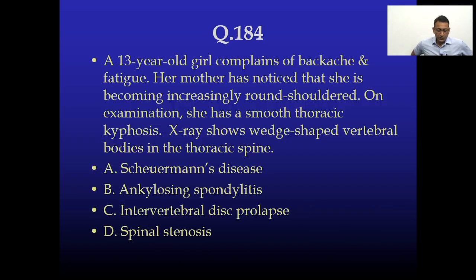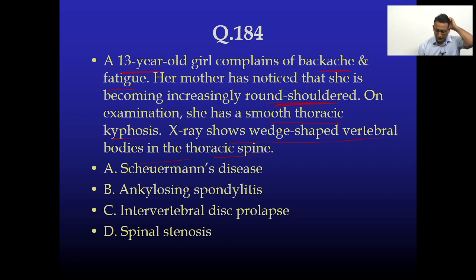Question number 184: a 13-year-old girl complains of backache and fatigue. Teenage girl, backache and fatigue, okay. Her mother has noticed that she is becoming increasingly round shouldered, meaning she is becoming kyphotic. On examination she has smooth thoracic kyphosis. X-ray shows wedge-shaped vertebral bodies in the thoracic spine, okay.